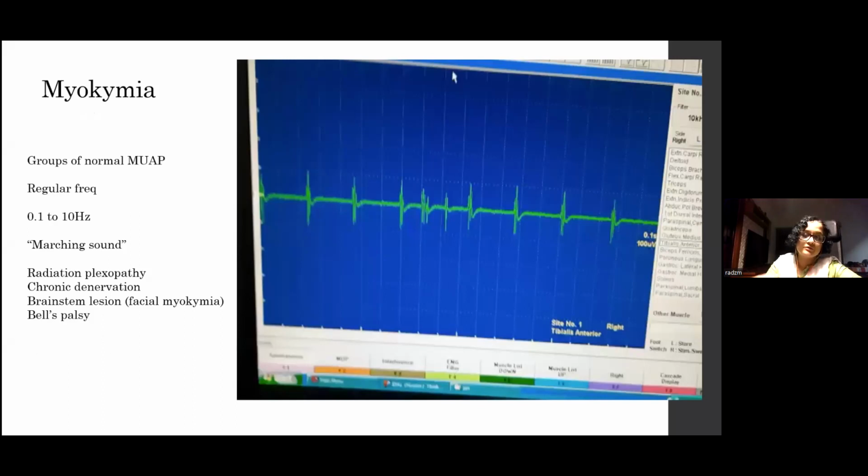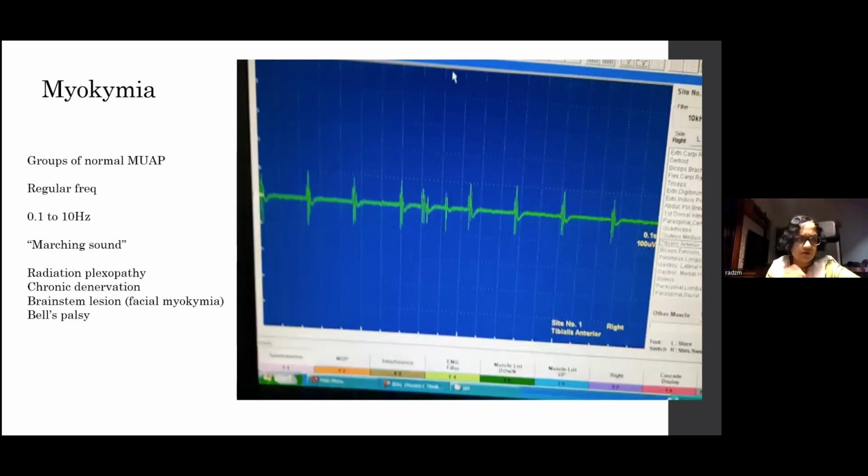So myokymia discharges, we can go increasing in frequency now: myokymia discharges, cramp discharges, neuromyotonia. In myokymia discharges, you see groups of normal motor unit action potentials, and they have a marching sound, as I mentioned. You see it in radiation. The traditional teaching is that you see myokymia discharges in lumbosacral plexopathy or brachial plexopathy where radiation has been given. But if you look at the literature and observational studies, it's about 50%. So just because you don't see myokymia discharges in somebody who has had radiation, that does not mean it's not because of radiotherapy. That's important to know. If it's there, it's helpful in distinguishing between malignant infiltration of the plexus versus radiation damage to the plexus. But if it's not there, it still does not exclude radiation damage to the plexus.